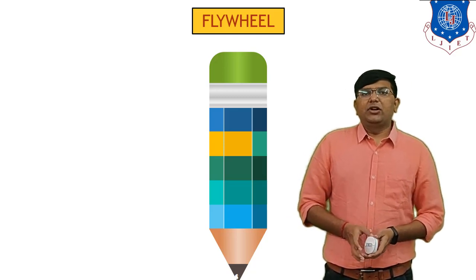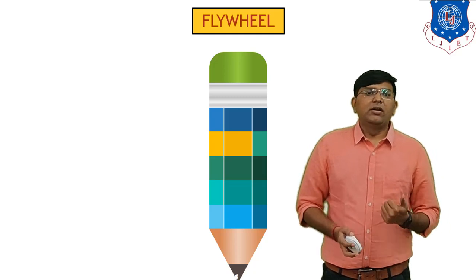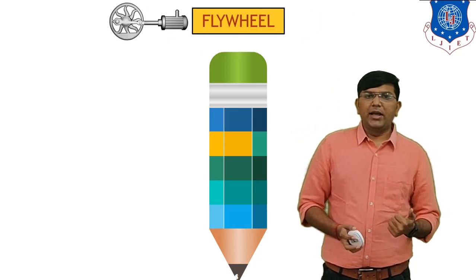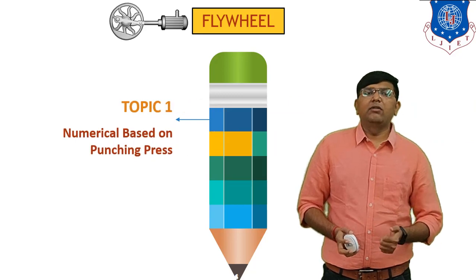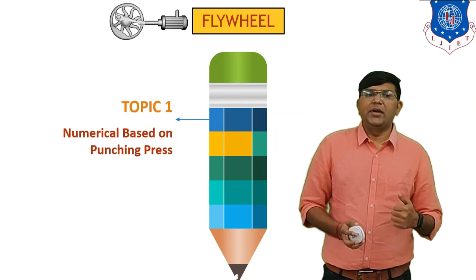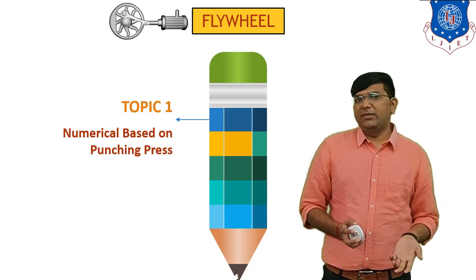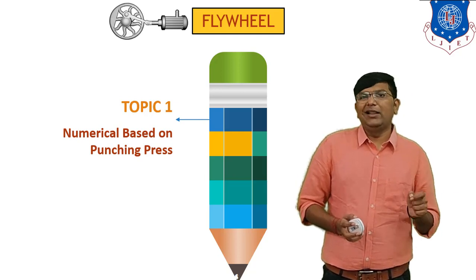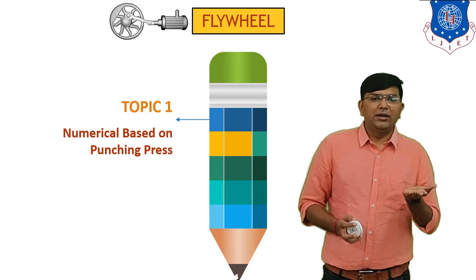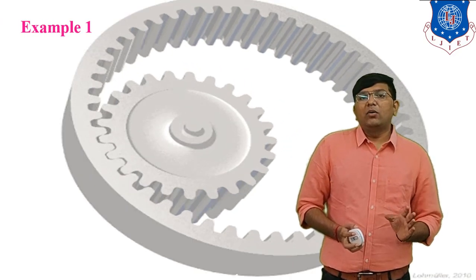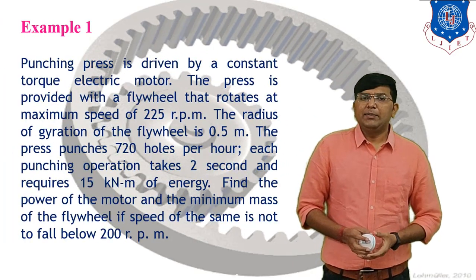So in the last session we solved some numericals based on flywheel and turning moment diagram. In today's session we have to solve one numerical based on the punching press. Now you all know the function of a punching press: the function of a punching press is to drill a hole in a sheet metal. Clear? So now we have to solve one numerical based on the punching press.